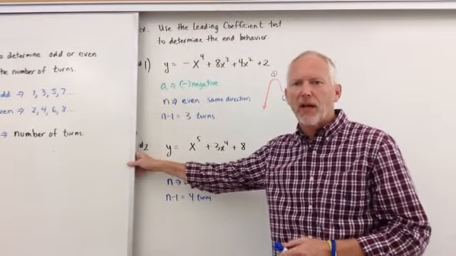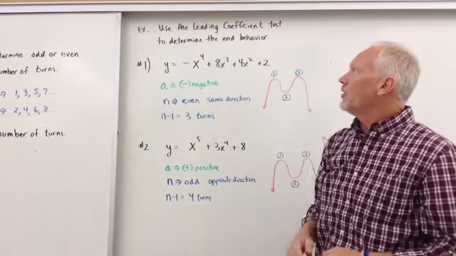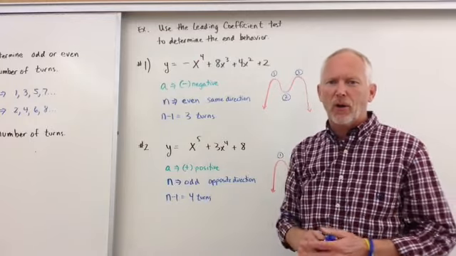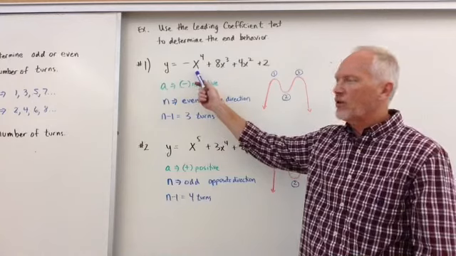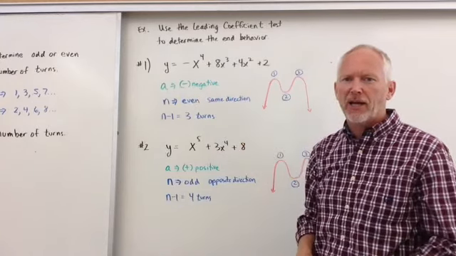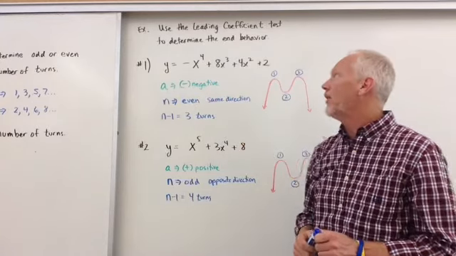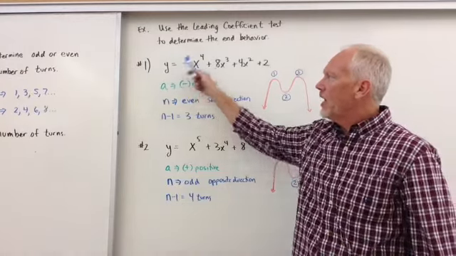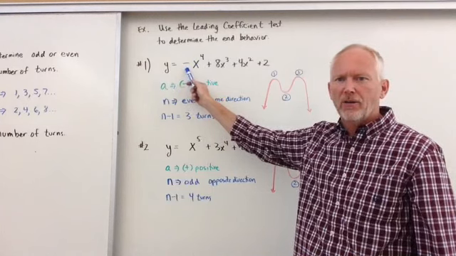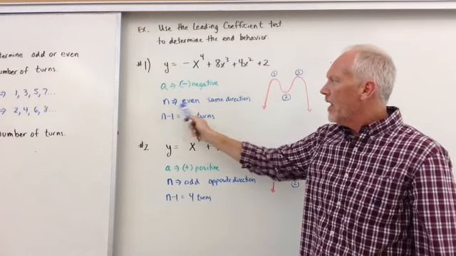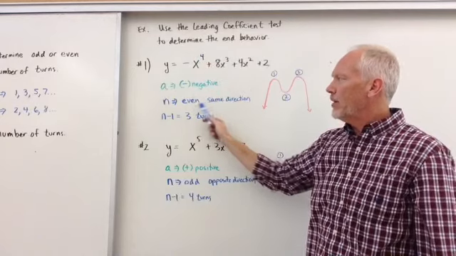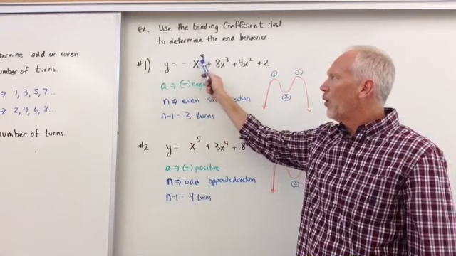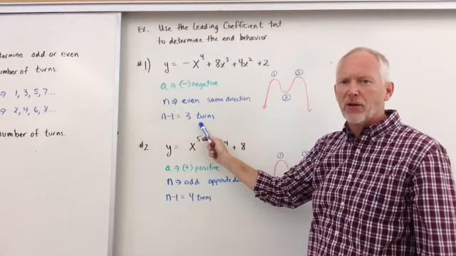All right, so let's look at a couple examples. Use the leading coefficient test to determine the end behavior of the function and sketch a quick graph, right? So we get y is equal to negative x to the 4th plus 8x cubed plus 4x squared plus 5, or plus 2, excuse me. A, in this case, is negative, right? It's right there. It's negative. N is an even number, so that means they're going to be in the same direction. And n minus 1, or 4 minus 1, is 3 turns.